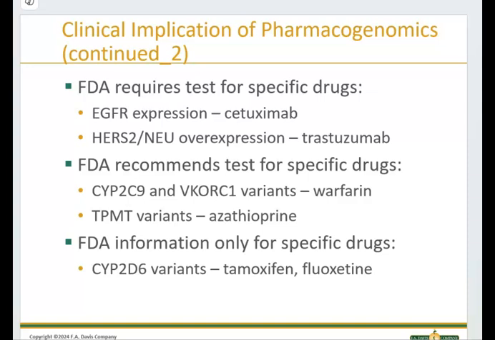The FDA will require tests for specific drugs like cetuximab and trastuzumab. You have to test for EGFR and HER2/neu overexpression. The FDA recommends testing for specific drugs, especially for warfarin or azathioprine, and sometimes you can do it for specific drugs, but the FDA information only for the specific drugs is noted here for tamoxifen and fluoxetine.